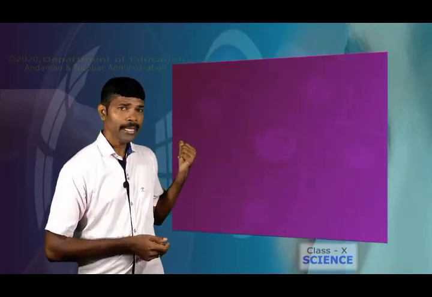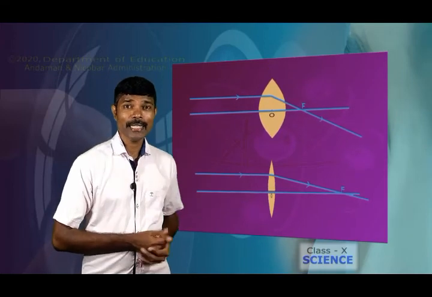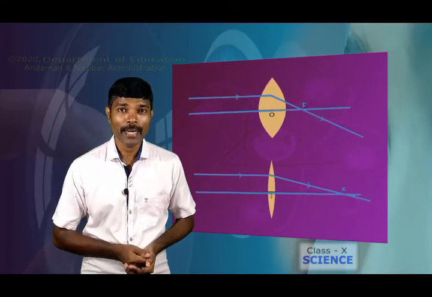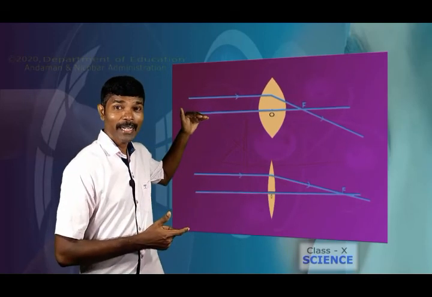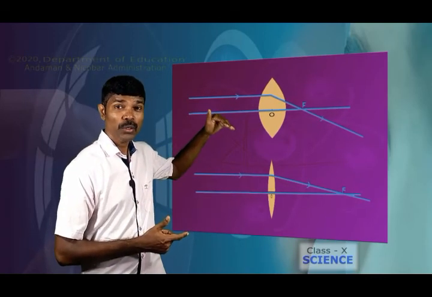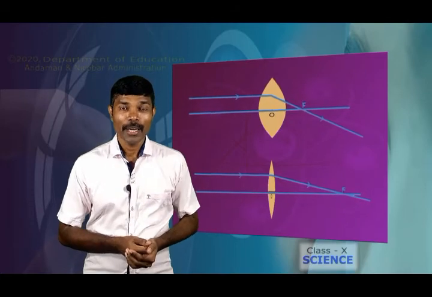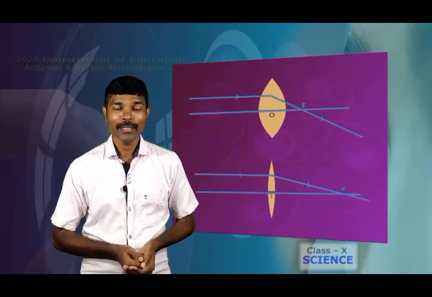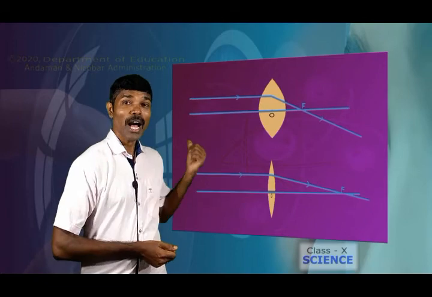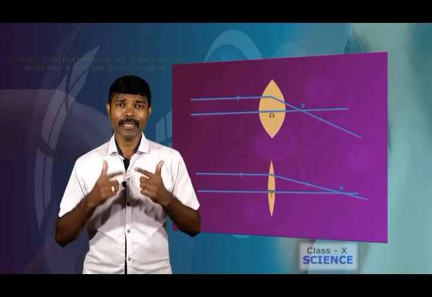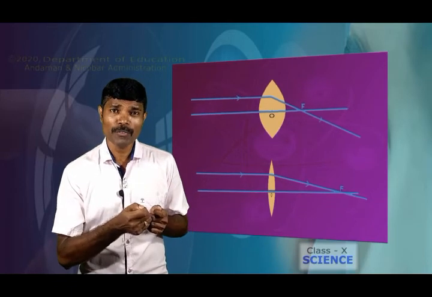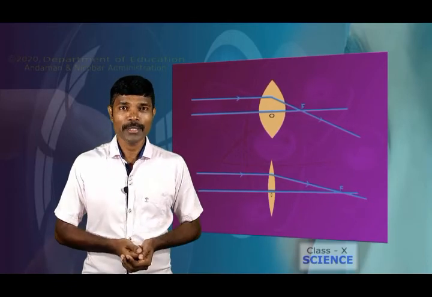Now look at the screen here. If the thickness of the lens is increased, then you will find that as the thickness is increased, then the refracted rays are focused closer to the lens. If the thickness is decreased, then the focus goes away from the lens. So which indicates that if the thickness is increased, then focus will be brought near to the lens.